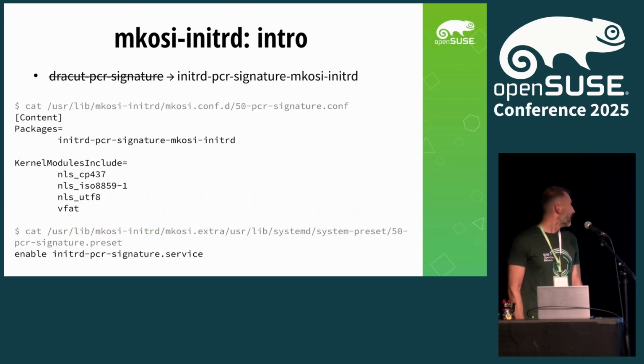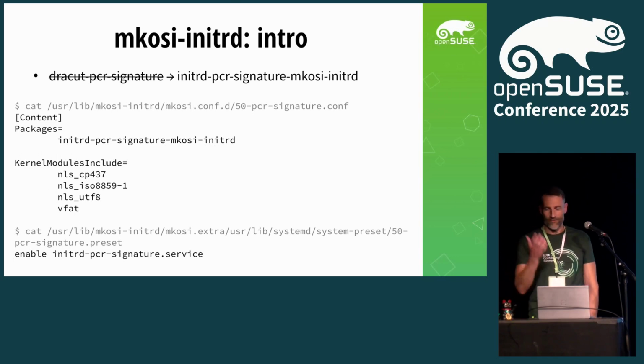And this is the mkosi-initrd configuration. Installing the mkosi-initrd subpackage, installing the same kernel modules as before, and a systemd system preset file to enable this service in the initrd. Again, it's very clear. You don't need to write any bash code. You don't need to understand the specific format of the dracut modules, and it's pretty standard.